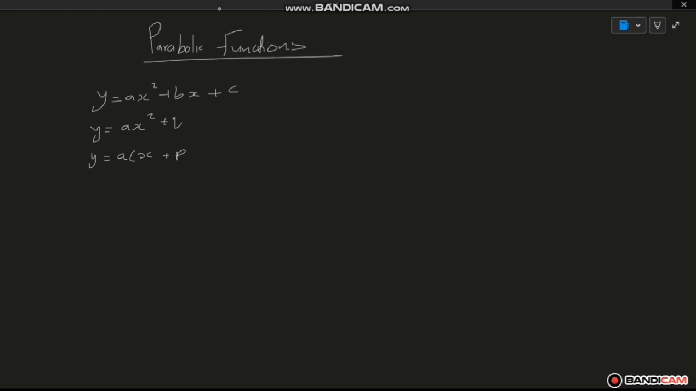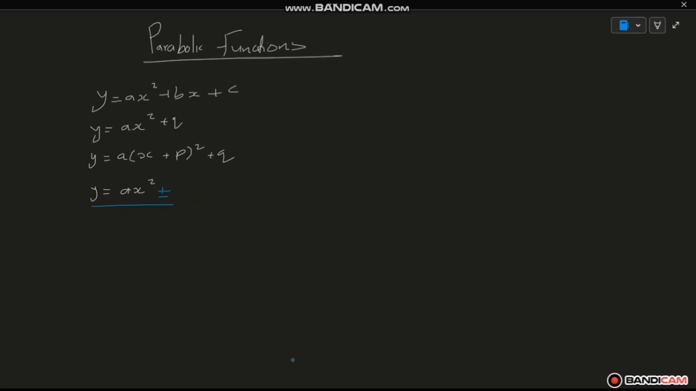It's one and the same thing, but it can be written in different formats or in different ways. So we have ax squared. As you can see, ax squared means that the graph is not yet translated. It is in its original form. Why do we say that? It's because there's no plus or minus q. So that's why we're saying it is not yet translated.